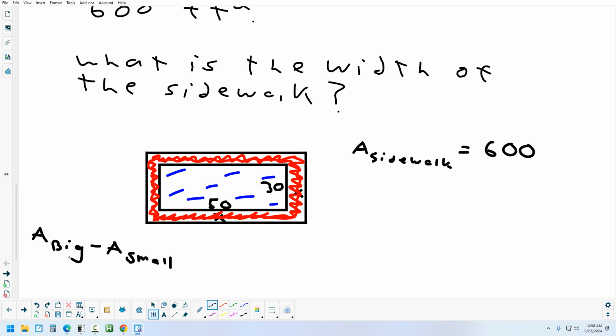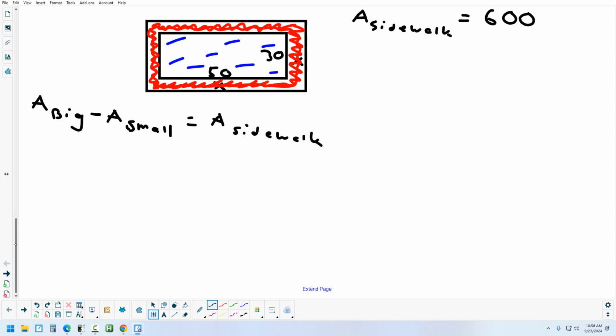We want to cut out this hole in the middle and get rid of the area of that small rectangle, and you'll be left with that frame on the outside. And that's the area of the sidewalk. Now, some of these that we already know. The area of the sidewalk is how much? 600. 600.